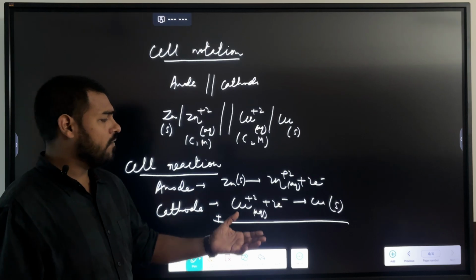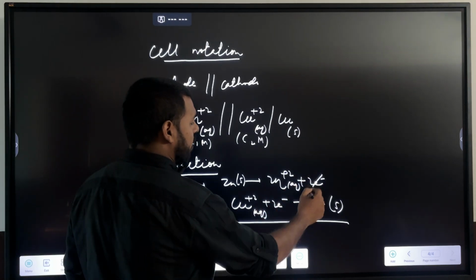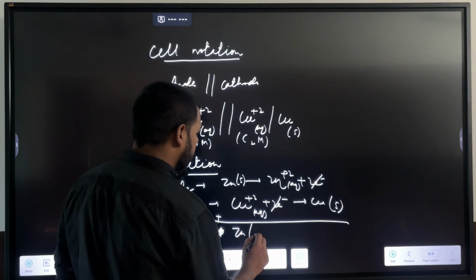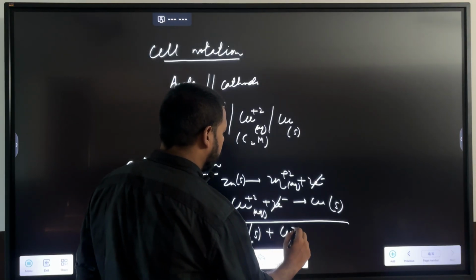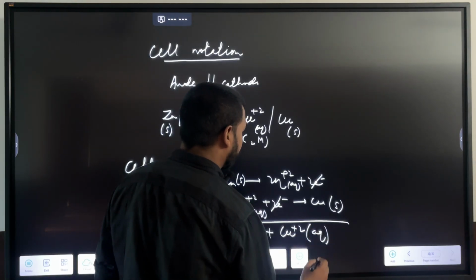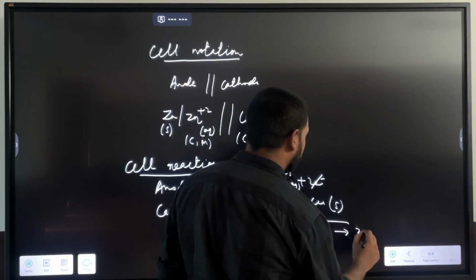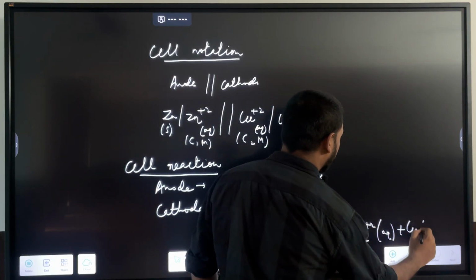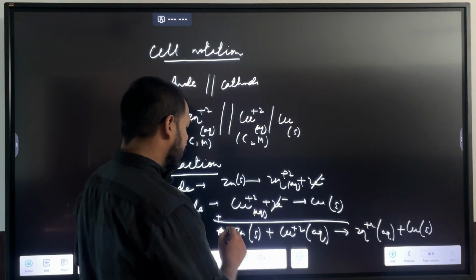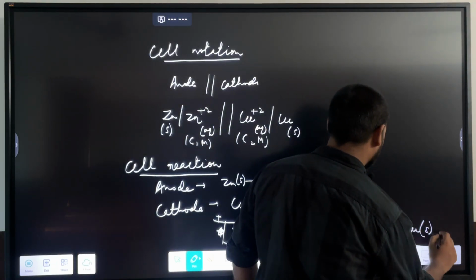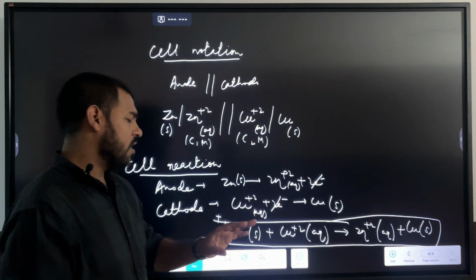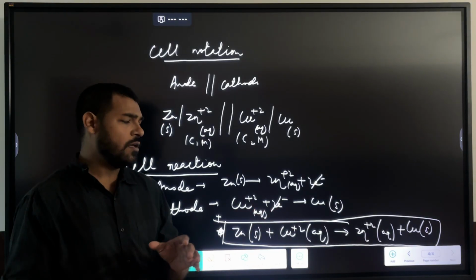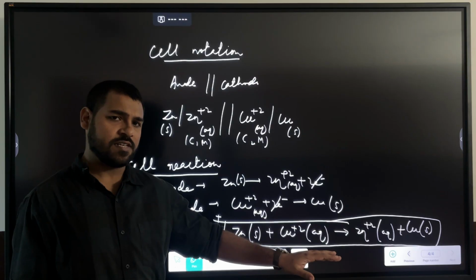The two electrons on the left and right will cancel out. Now Zn plus copper plus 2 aqueous will give you Zn plus 2 aqueous and copper solid. So this is the cell reaction. This is the overall cell reaction because we are adding the two half cells to get the cell reaction.